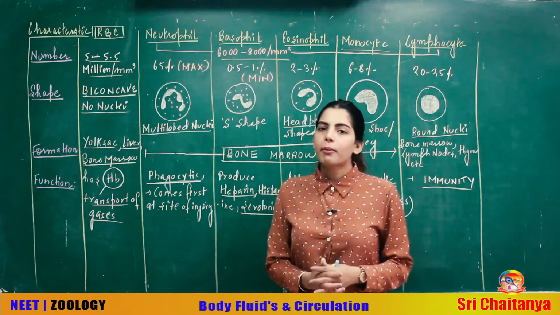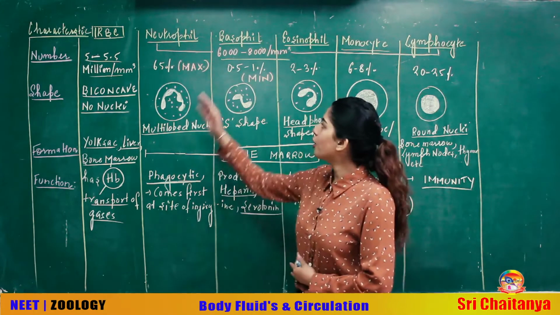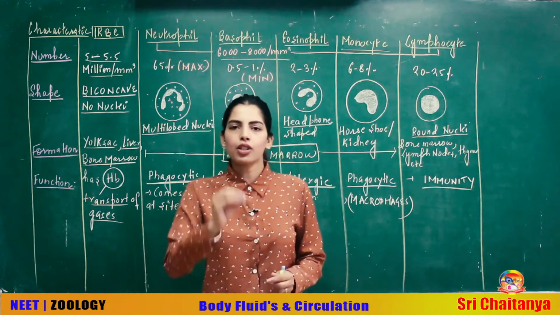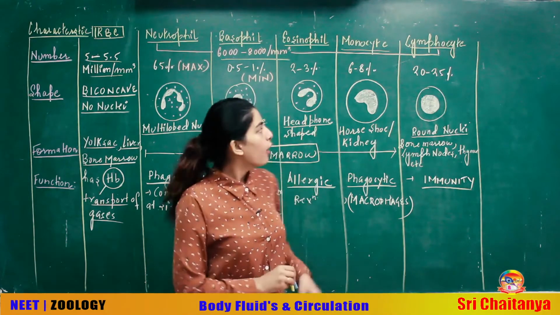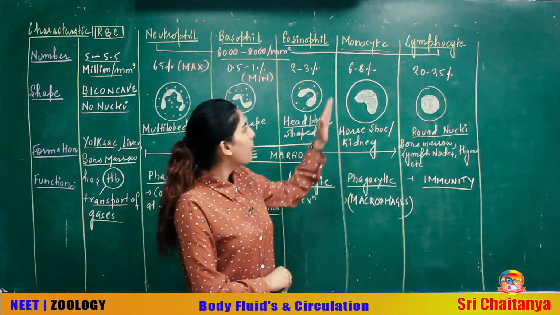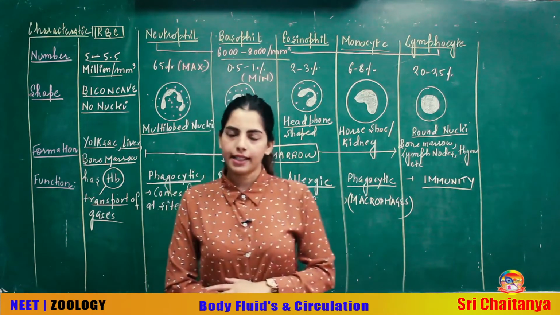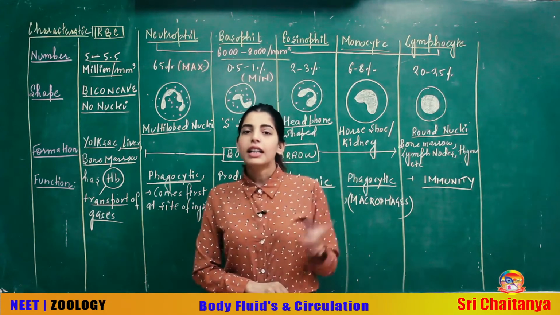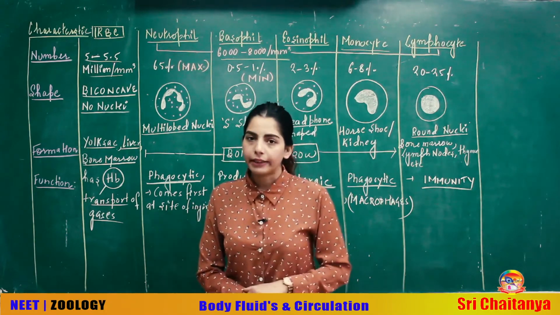Now talking about the different shapes of the white blood cells. Among the white blood cells, you know that neutrophils, basophils and eosinophils are granulocytes, so definitely they will have some granules. Whereas the monocytes and lymphocytes will not have any granules because they are agranulocytes. But the major difference between all is the shape of their nuclei.